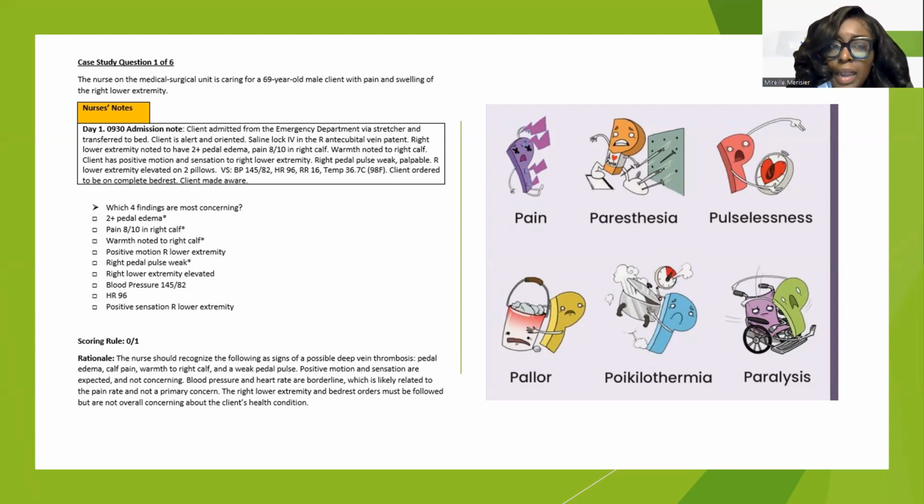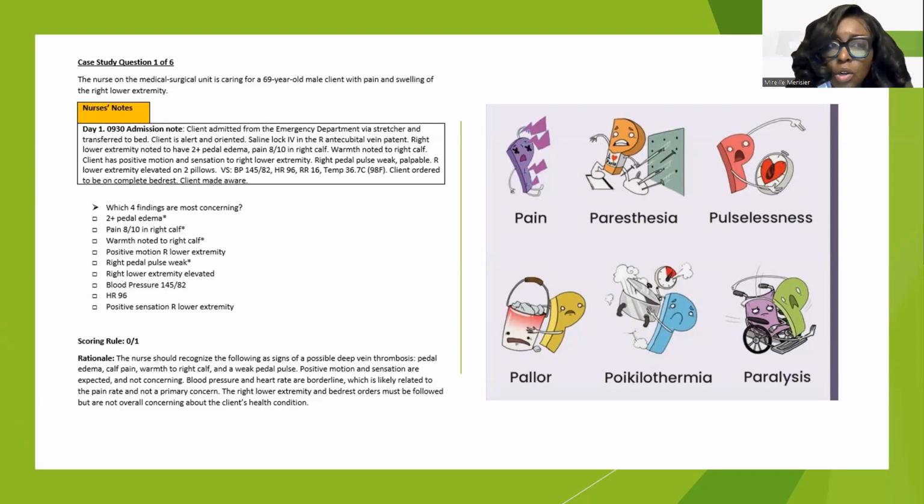The right lower extremity and bed rest orders must be followed, okay? But they are not overall concerning about the client's health condition, okay? So again, it's very important, because this is graded on points, okay? So please make sure when you're assessing extremities, and this is going to help your studying, okay? If you're missing your assessment skill, if you don't know your 6 Ps, these are always part of your neurovascular checks for patients, okay?